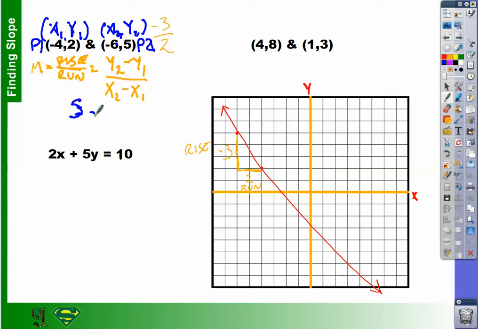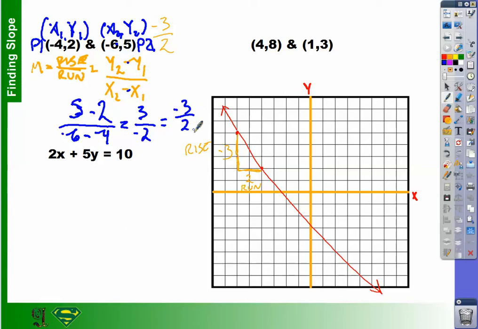5 minus. What's our y1 value? 2. Over. What's our x2 value? -6 minus. What's my x1 value? -4. So what is 5 minus 2? 3. What is -6 minus -4? -2. Oh, look, we get the same answer, don't we? So we know that this works.